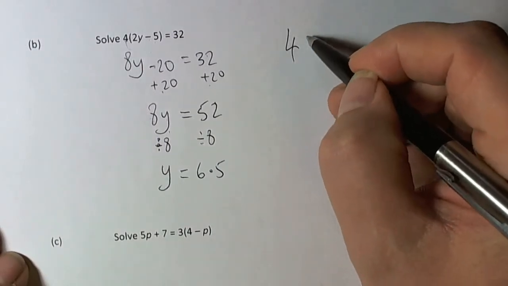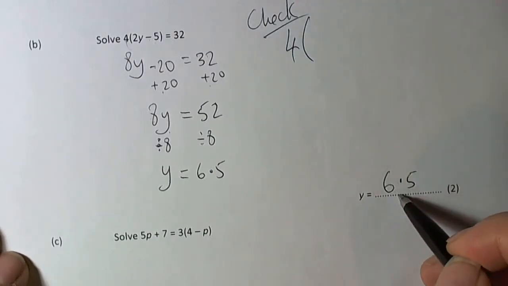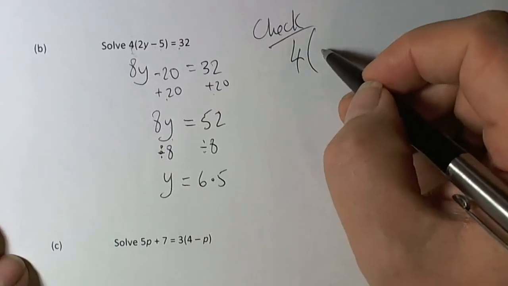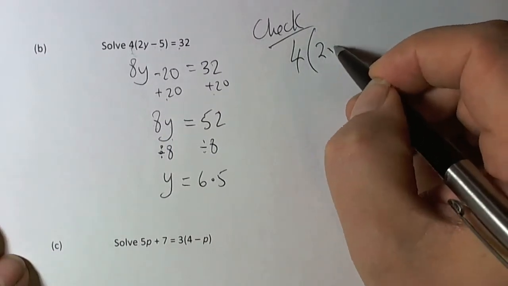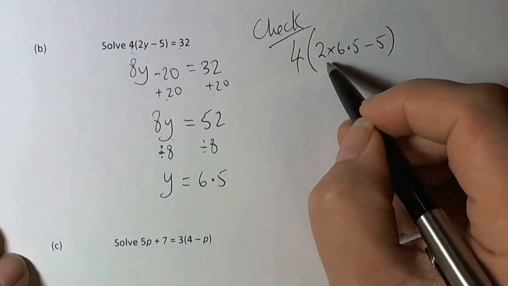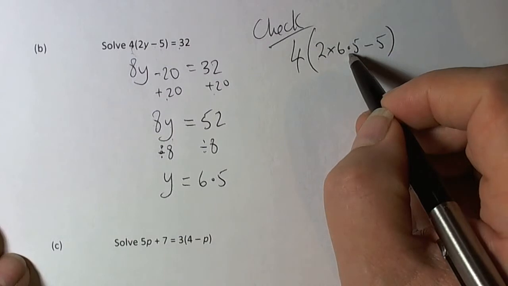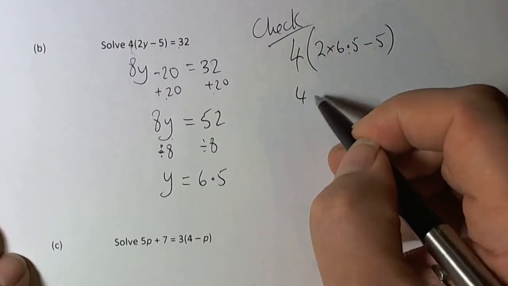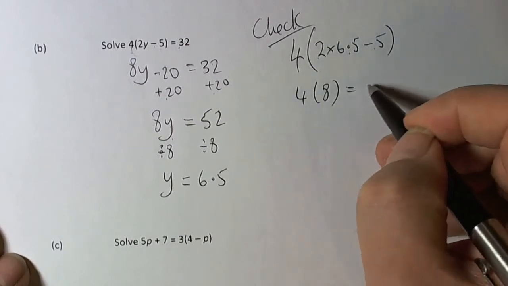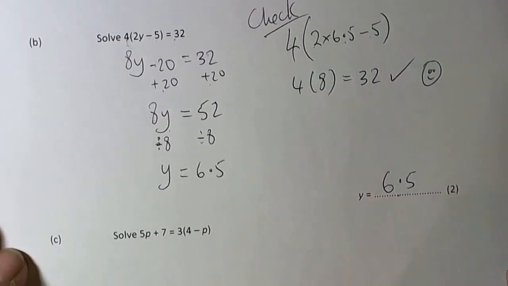Again, we should check. So the check is put the value we think works back into the equation we were given. So we've got 4 times 2 lots of 6.5, take away 5. Well, do the bracket first under the BIDMAS principles. So 2 lots of 6.5 is 13, take away 5 is 8. So this is saying 4 lots of 8, which is 32. So again, our check kind of confirms what went on.